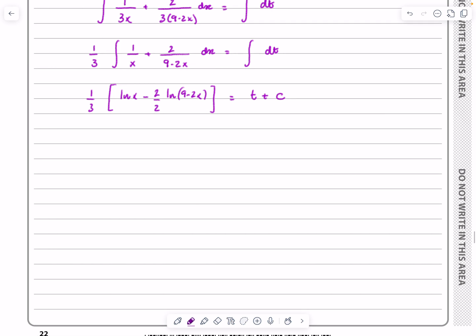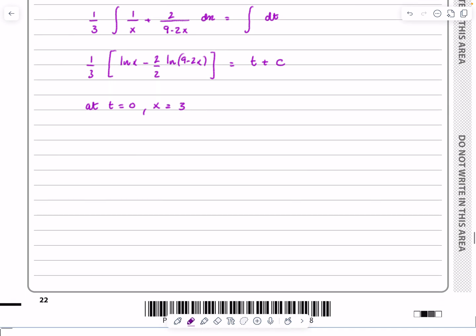And then they said, right, for the initial conditions. So the initial conditions were at t equals 0, x was equal to 3. So we can use those to work out what c is. I could combine those two logs together. The only reason I'm not going to is I know it drops out really quickly. Here on this left-hand side, I get log 3 minus log 3. So because I get that, obviously we don't need to worry about the 2 over 2, that's just going to cancel out.